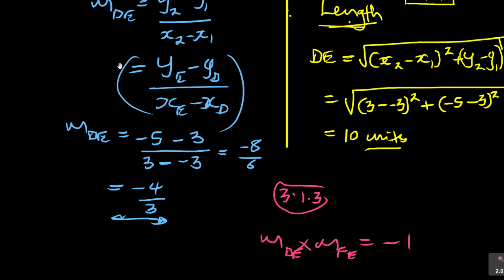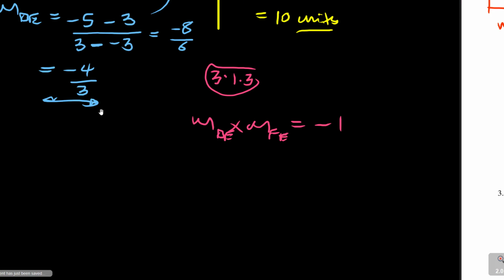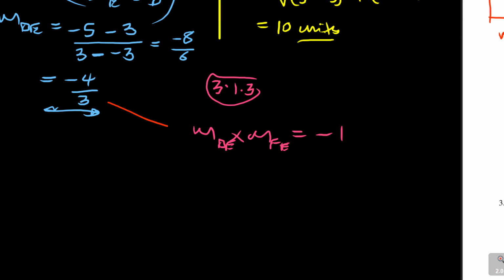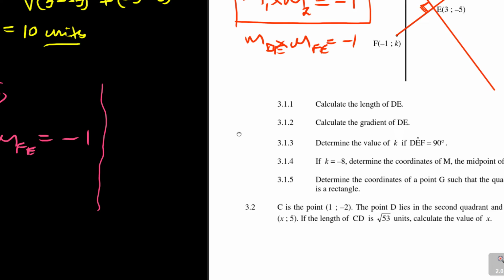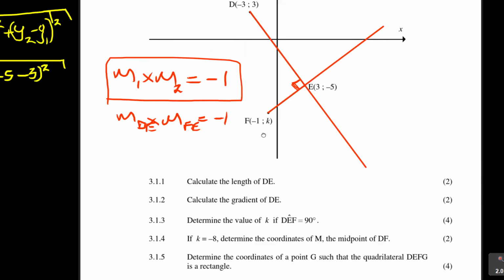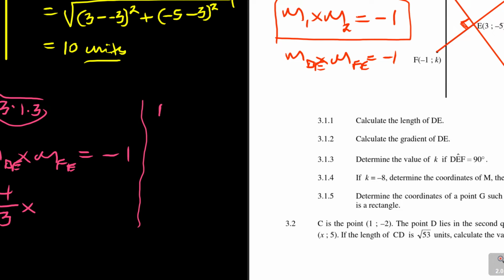So now I know the gradient of DE, which is this one. So in here, I'll take this value here and say what? It's -4/3 times, now I need the gradient of what? FE. So to find the gradient of FE, I come here and say, okay, FE, I know the point. So let me take F and say F is (-1, k), and then E is (3, -5). You see what's happening?